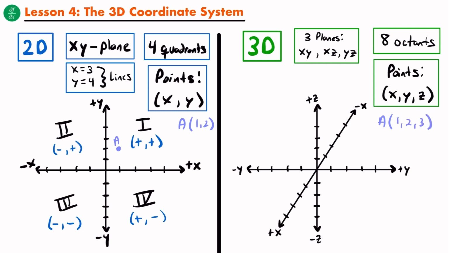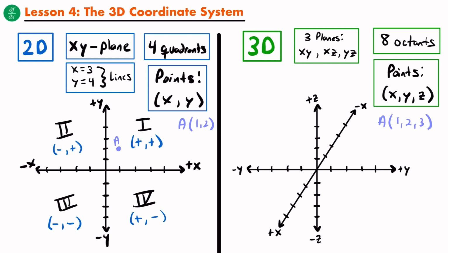All right, how would we go about plotting this point? Well, it's going to start out very similar to how we plot points in 2D. We'll start by looking at the x and y coordinates. Just remember that the location of the x and y axes are a little bit different. And so if we have an x coordinate of 1 and a y coordinate of 2, if we start at the origin, we'll move 1 in the positive x direction, and then we'll move 2 in the positive y direction.